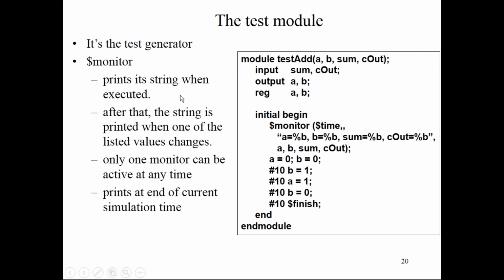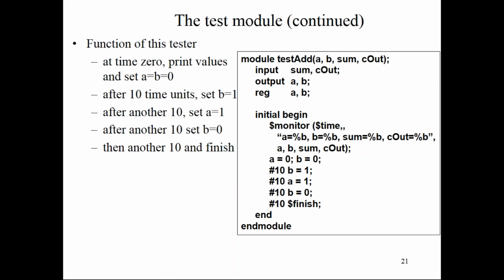Actually, it prints a string after execution. Then afterwards, whenever the value changes, that value is displayed by the monitor. Only one monitor is active at any time, and after the completion of simulation, it shows the output. And this is the output we got after simulation.